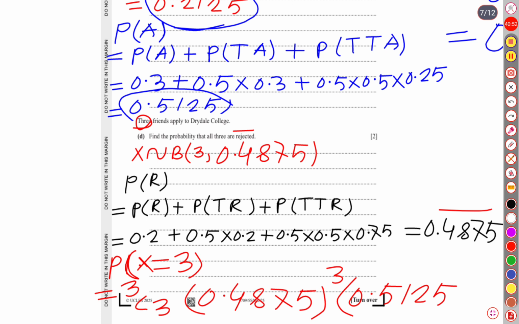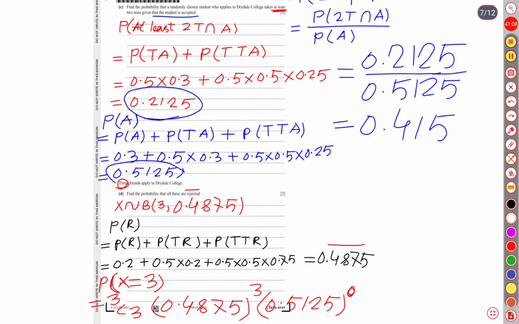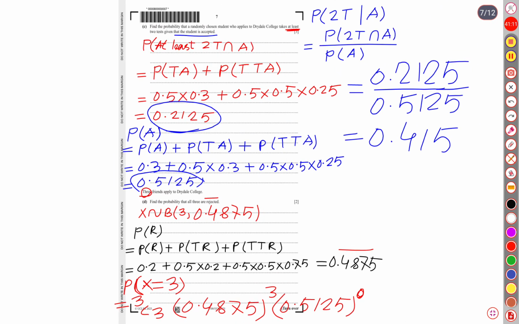And no one was accepted. So finally 3 choose 3 is actually 1, and 0.5125 to the power 0 is also 1. That means our probability is 0.4875 three times. Okay, so finally our probability is going to be equal to 0.116. 0.116 is the probability of 3 students being rejected. So that's all about this topic. Let's see the next topic.